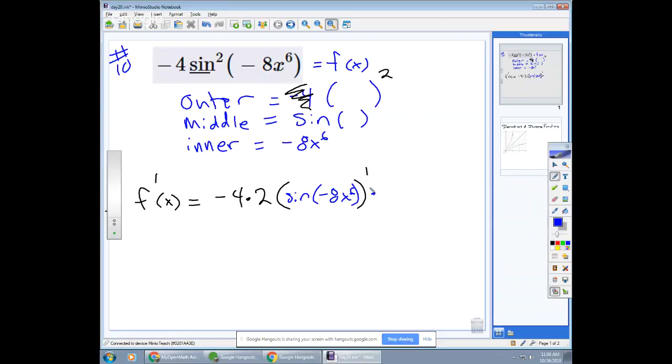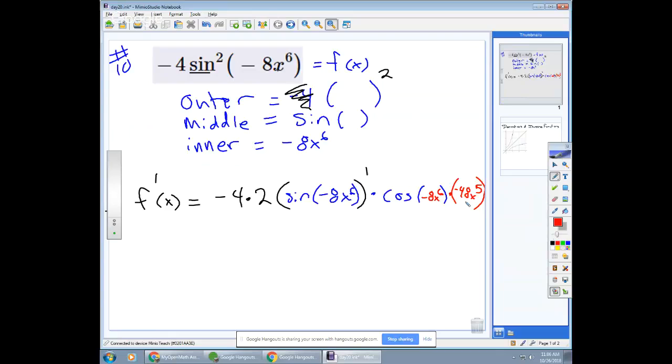Now I move on to the middle function. Derivative of the middle function is just the cosine. Notice how I leave these blank up here, right? That's important. And what should the middle function have for its argument? Whatever was there before, right? So that's just going to be that negative 8x to the 6th. And finally, I get to act by multiplying by the derivative of the inner. So negative 48x to the 5th. And I'm going to put that in parentheses to be careful.